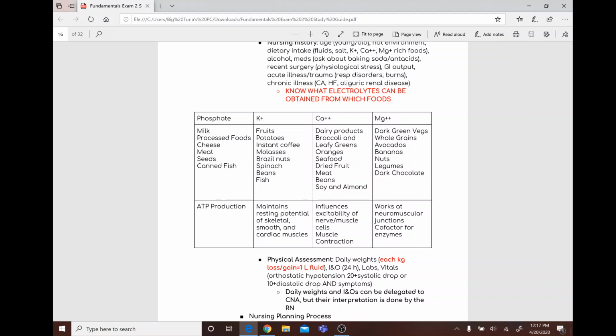What is the function of calcium? Influences the excitability of nerve and muscle cells and muscle contraction. What foods can we get magnesium from? Dark green vegetables, whole grains, avocados, bananas, nuts, legumes, and dark chocolate. What are the functions of magnesium? Works at neuromuscular junctions and is a cofactor for enzymes.